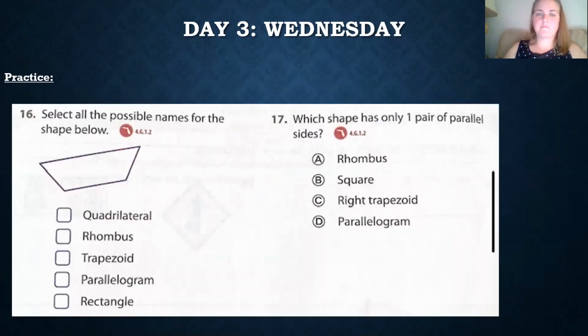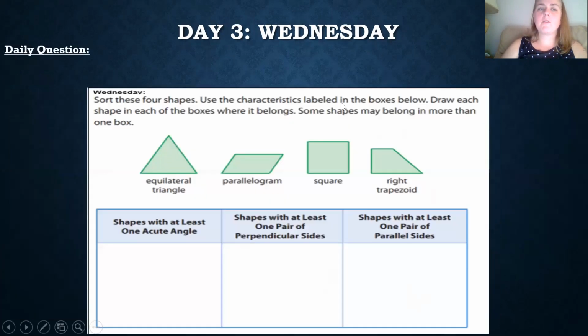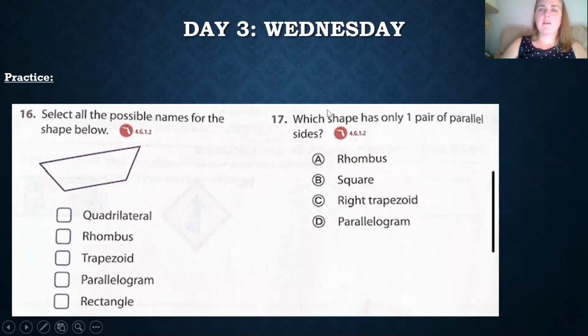Okay, let's look at number 16. The questions on the quiz are going to be very similar to this. Number 16 says, select all the possible names for the shape below. It has 4 sides, so we know it's automatically going to be a quadrilateral. So we're going to check, yes, it's a quadrilateral.